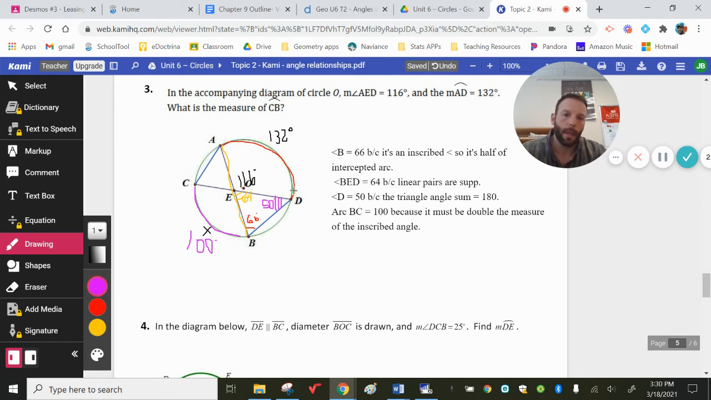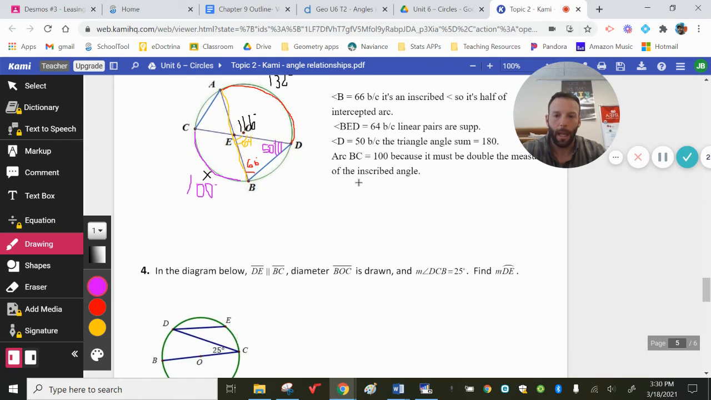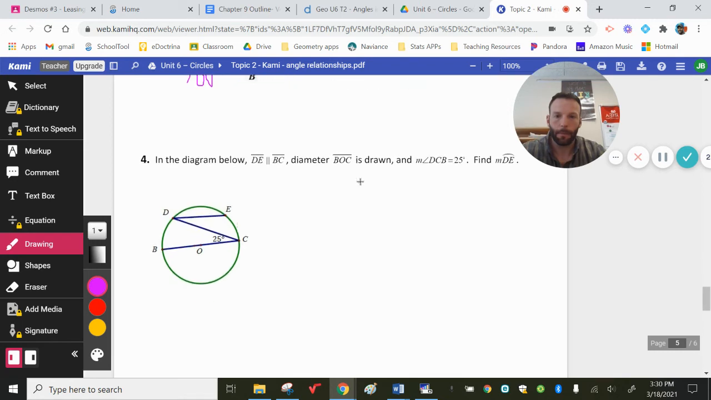Okay, so here we go again, using these other relationships, linear pairs, triangles, angle sums, along with the new ones that we learned for the angles in and on the circle.